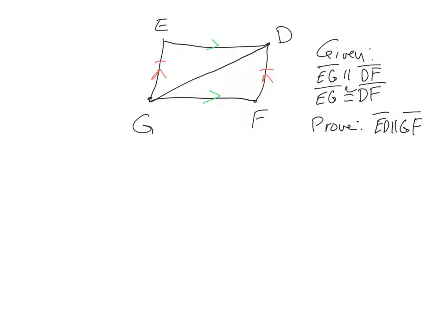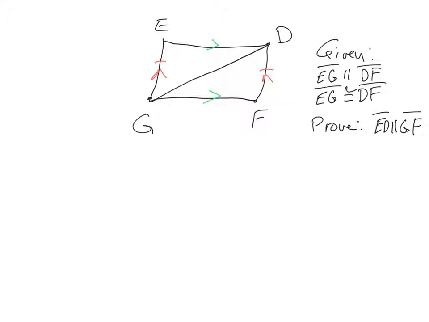If that's true, then I can get to my final statement, which is that GF is parallel to ED, and that's by the converse of alternate interior angles. So I sort of went through the logic quickly. Let me take a moment on the next slide and show you what the proof would actually look like.